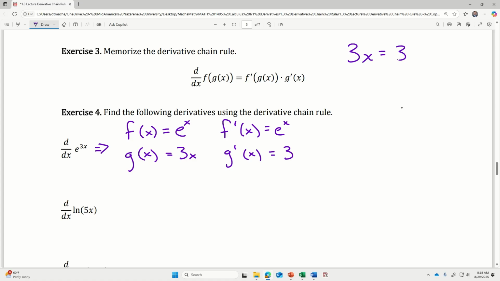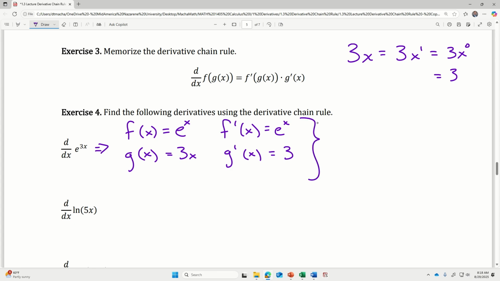3x is the same thing as 3x to the 1 power. So bring down the 1, and you've got 1 times 3, times x to the power 0. But of course, x to the power 0 is just 1. So if you see a constant times x, then you just get rid of the x. That's the derivative. If you saw 5x, the derivative is 5. Okay.